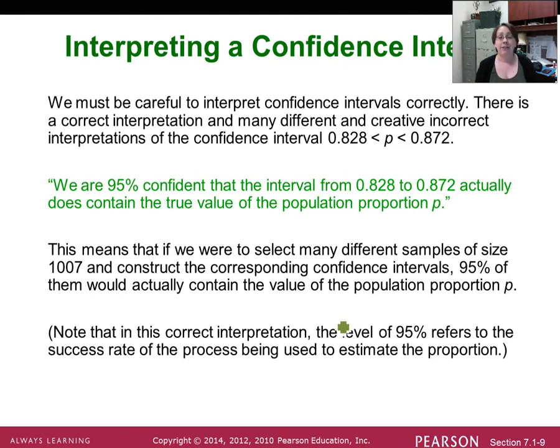So we are 95% confident. That was the confidence level that this interval was built at. We are 95% confident that the interval from 0.828 to 0.872 actually does contain the true value of the population proportion P. This means that if we were to select many different samples of size 1007 and construct the corresponding confidence intervals, 95% of them would actually contain the value of the population proportion P.